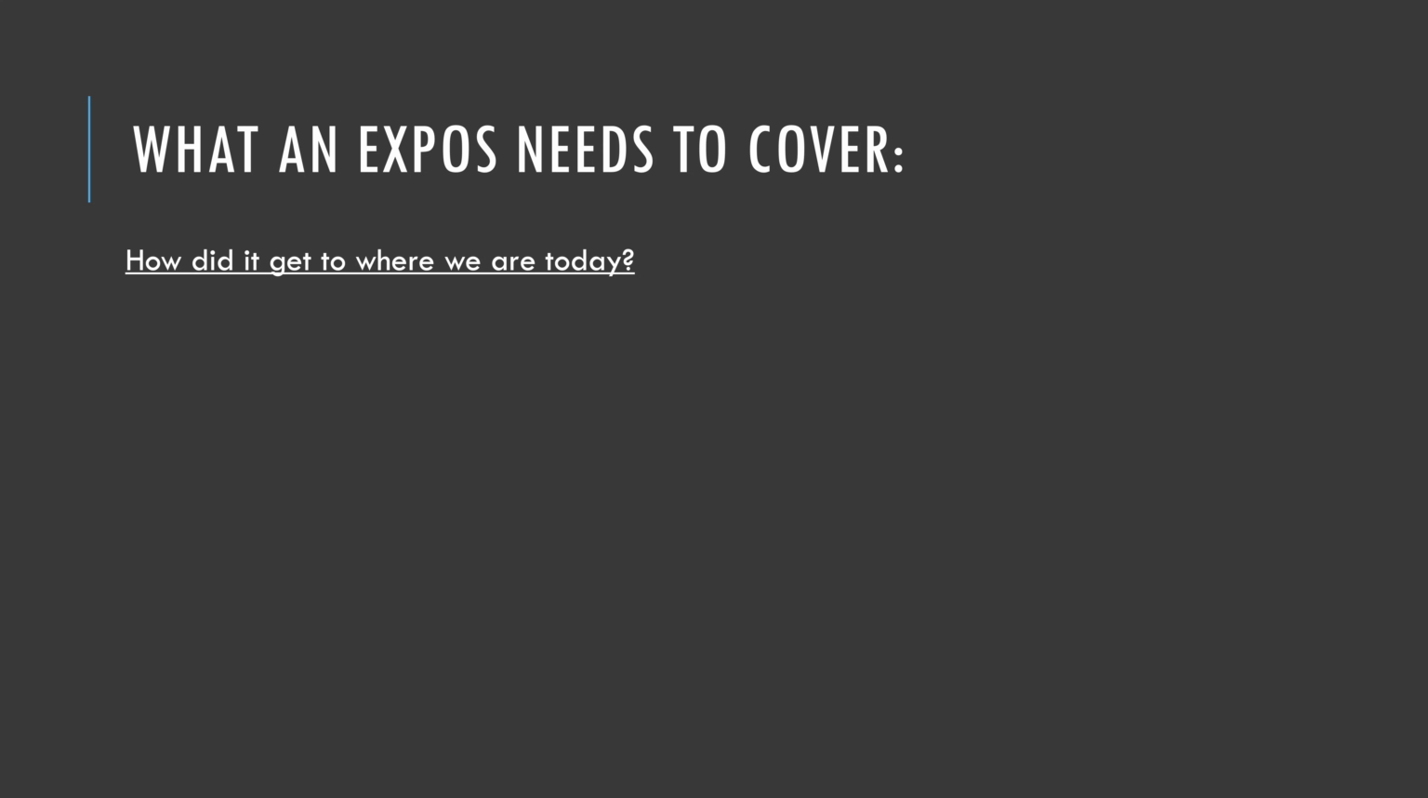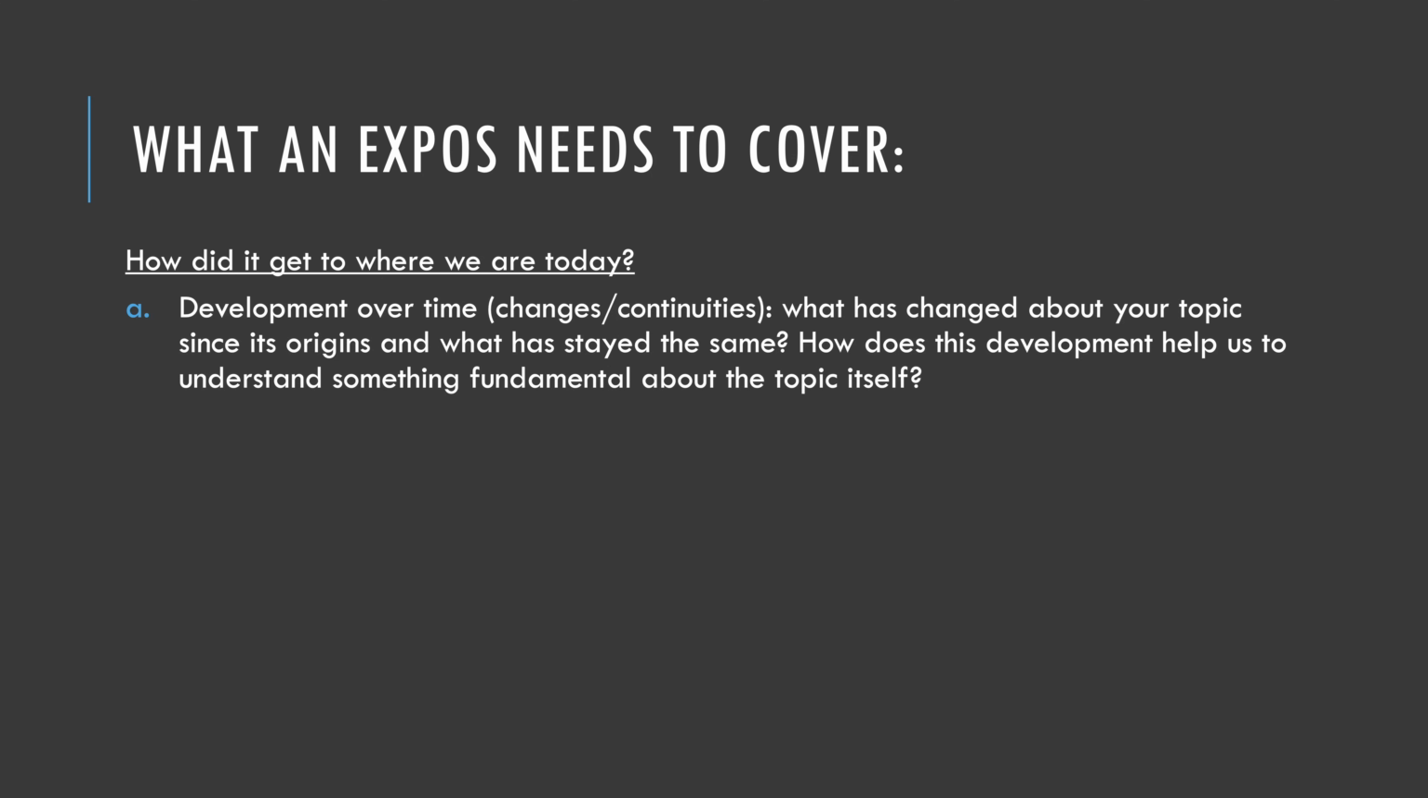Another good topic area is how did it get to where we are today? So this is about historical development. If any of you take World History AP next year, you will hear the term change and continuity over time. And that's a good way to analyze history. And I think it's a good way to think about this portion of an Expos speech.